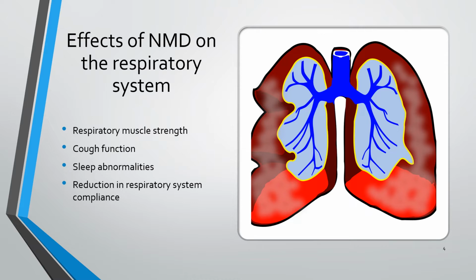And finally, we talk about respiratory system compliance. A lot of times, patients with neuromuscular diseases have a reduction in respiratory system compliance. This is due to several reasons. The progressive loss of respiratory system volume results in alveolar collapse and microatelectasis, which actually reduces lung compliance. So these are some of the common indicators, some of the common themes that we see with neuromuscular disease.